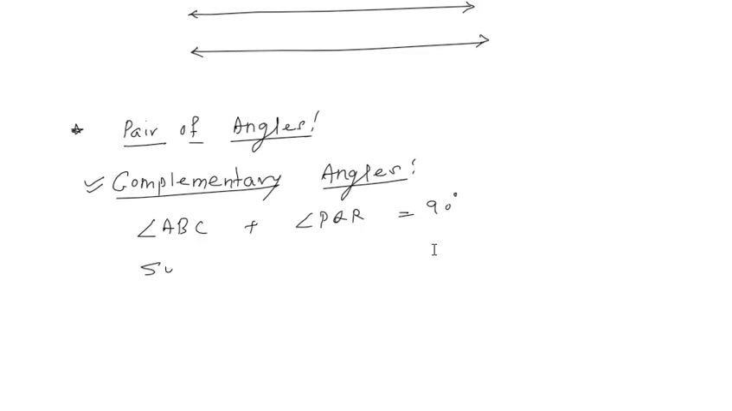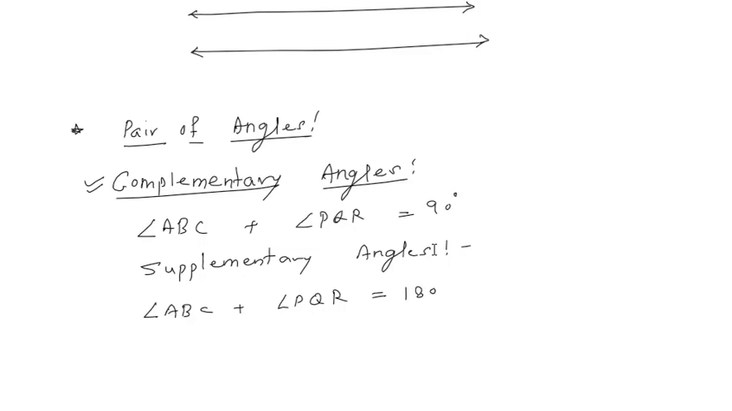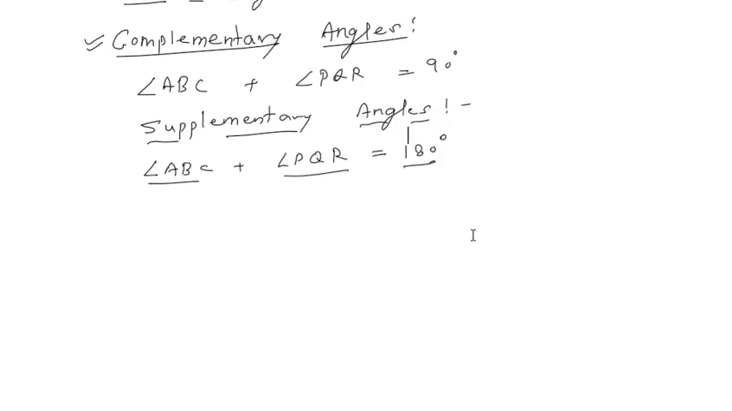Then we have one more pair, supplementary angles. What is a supplementary angle? Again you are right. If the sum of two angles, that is angle ABC plus, let us again say, PQR, is 180 degrees, then we call those two angles supplementary angles. So in pairs of angles, we have one pair that is complementary angles and another pair that is supplementary angles.